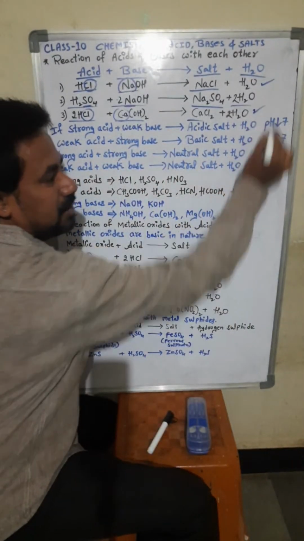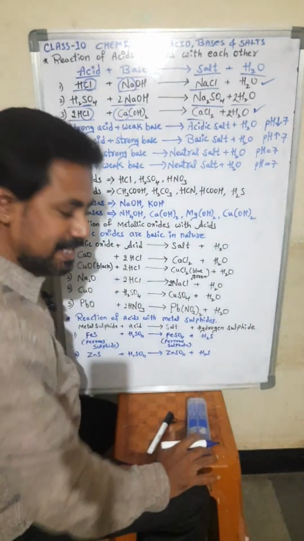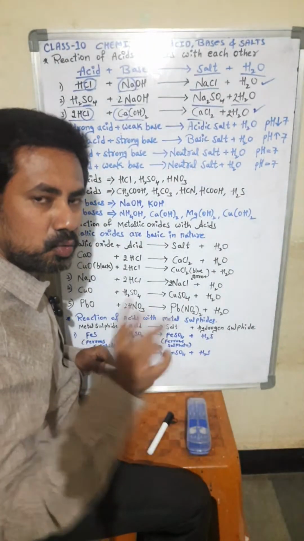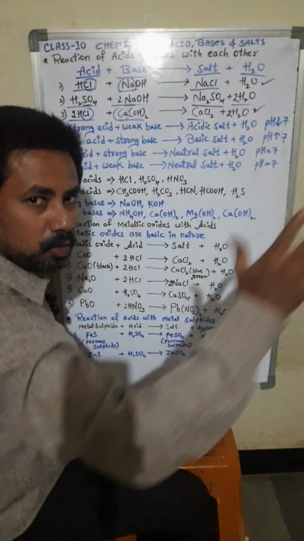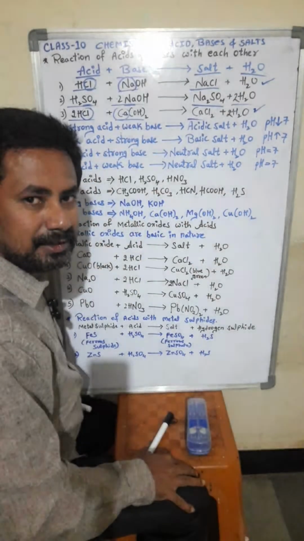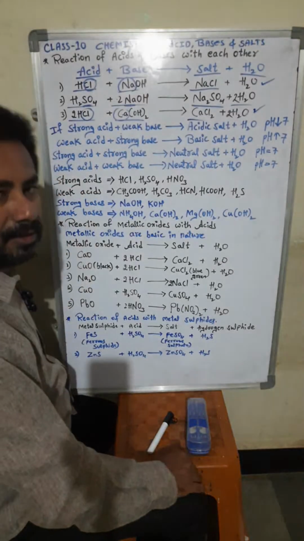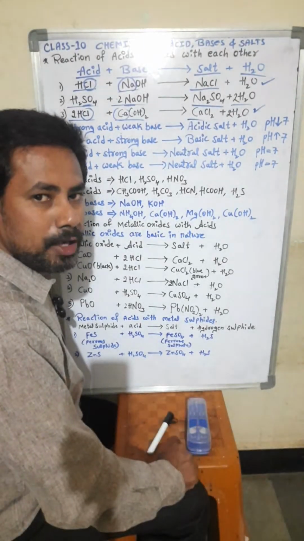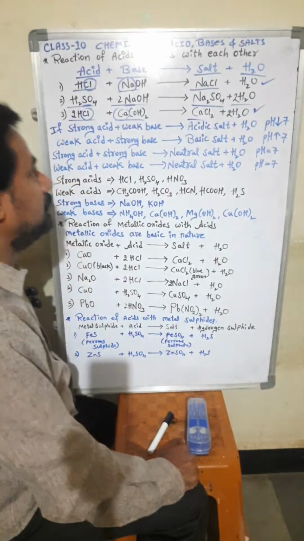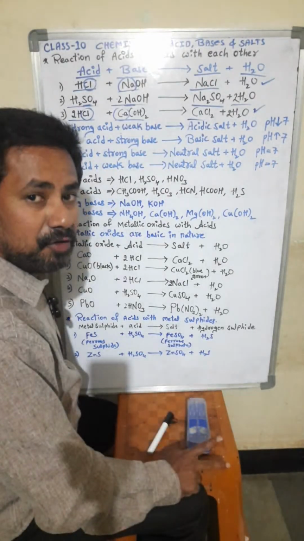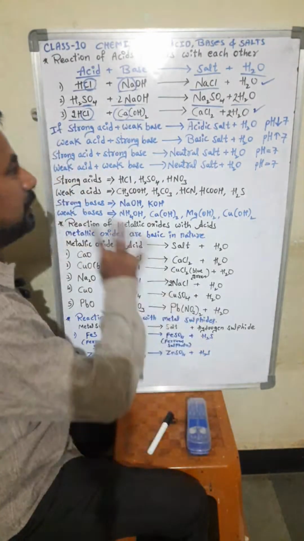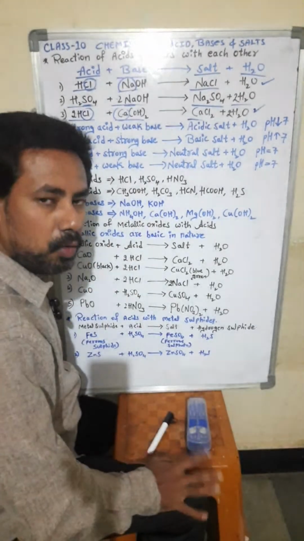Is it clear, students? Very easy. Acid plus base, salt plus water. Acid plus base, salt plus water. Fix in your mind. Third example, which acid have we taken? HCl we have taken. And which base? Ca(OH)2, calcium hydroxide. So what will form? Which salt will form? CaCl2, calcium chloride, and water will form.